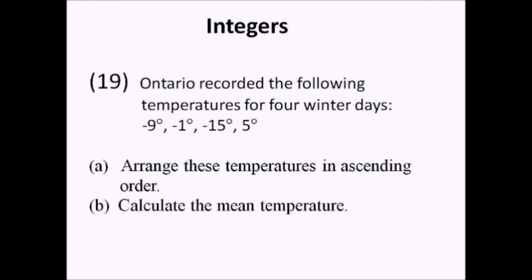Let's go. Number 19, integers. Ontario recorded the following temperatures for 4 winter days: -9 degrees, -1 degree, -15 degrees, and 5 degrees. A. Arrange these temperatures in ascending order. B. Calculate the mean temperature. Okay, arrange them in order first, in ascending order. Do that quickly. And then calculate the mean temperature for those 4 days. Go ahead, you can do that. Work it.